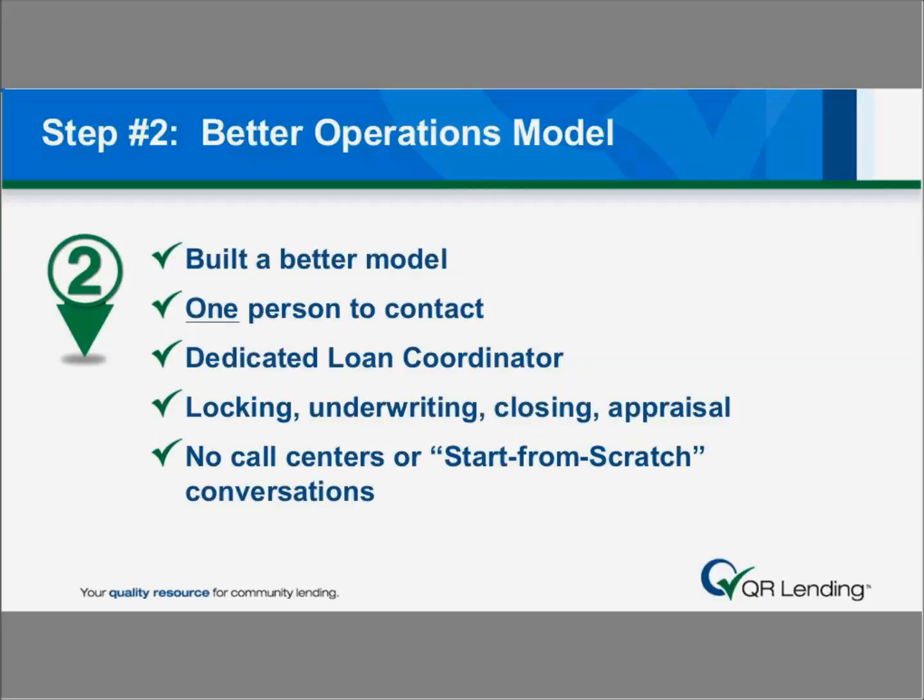The second step was to build a better operations model and eliminate calls to multiple people for each step in the process. How about calling one person for everything? That's one phone number and one email address. You're going to get a dedicated loan coordinator to help you with all of your loan needs. There's no calling the pricing desk, the underwriting department, the closing department, or even the appraisal department. Just one person for all problem resolution. And of course, there's no call centers and no start from scratch conversations, so you're going to be talking to the same person every time.